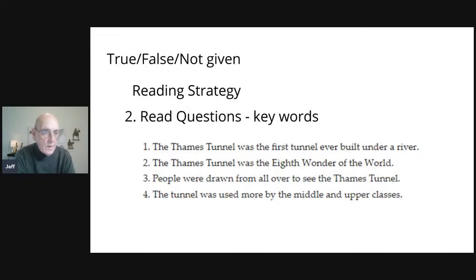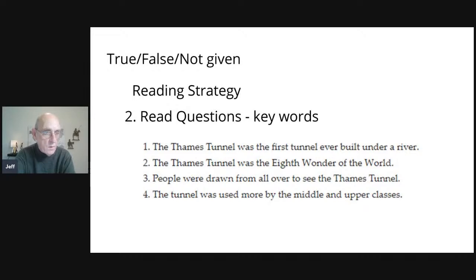So first of all, when we underline the keywords, just remember we're always looking for proper names. We're always looking for dates. We're looking for technical terms or terms that we wouldn't see anywhere else, maybe words that are brand new for us. But one of the most important things in the reading section, and particularly in true, false, not given, we want to be looking for comparative adjectives, superlatives. We want to be looking for possible words that could be synonyms.